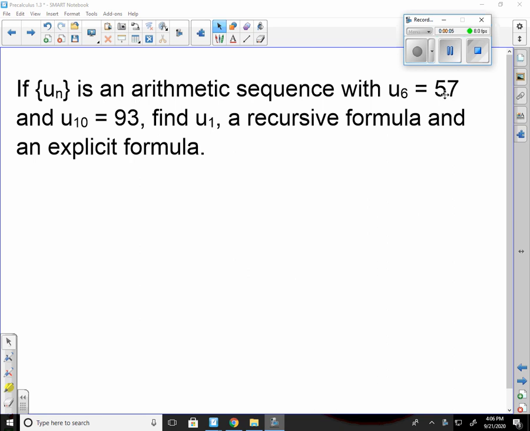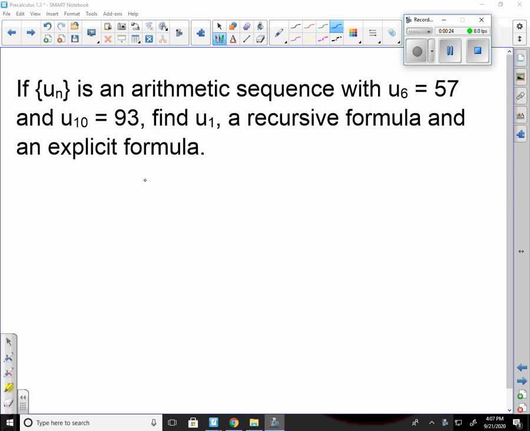Let's start by looking at another way to handle sequences. Here we have the sequence u sub n, and it gives us u sub 6 equals 57 and u sub 10 equals 93. Then it's telling us to find u sub 1, a recursive formula, and an explicit formula.